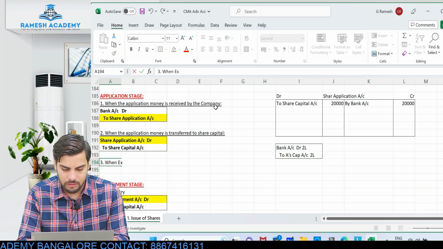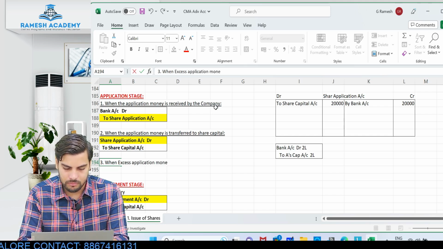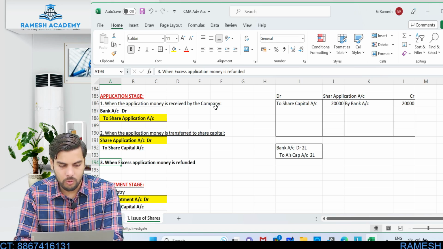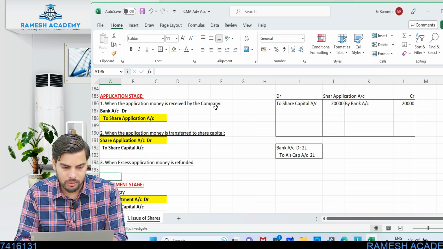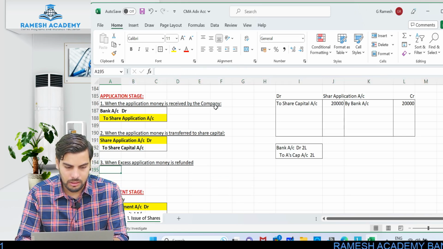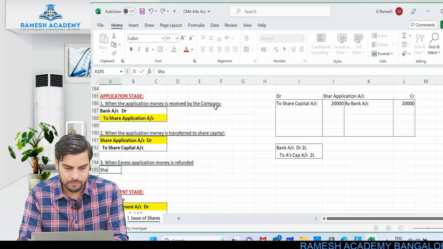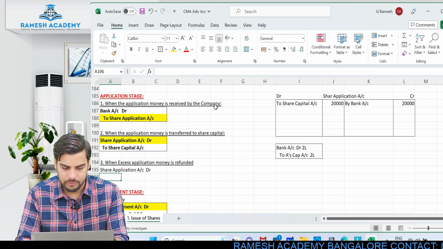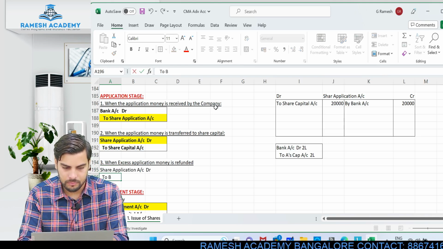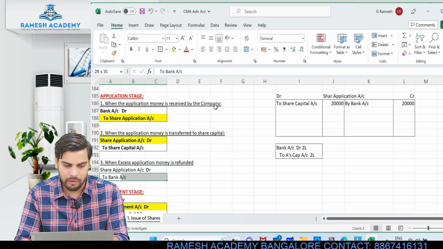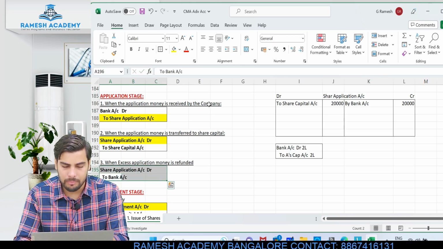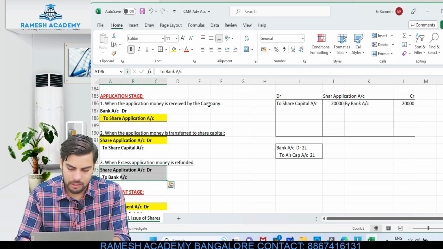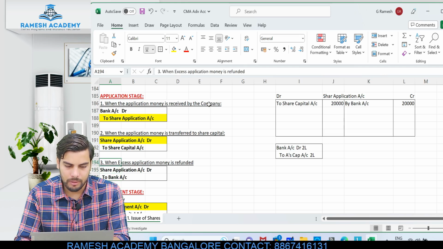When excess application money is refunded. Okay, so all we need to do is just reverse the previous entry. The entry would be share application account debit to bank account. When I receive the amount, I debit the bank account. When I'm paying the amount, I'll be crediting the bank account. As simple as that. Okay, so this will happen in case of what?